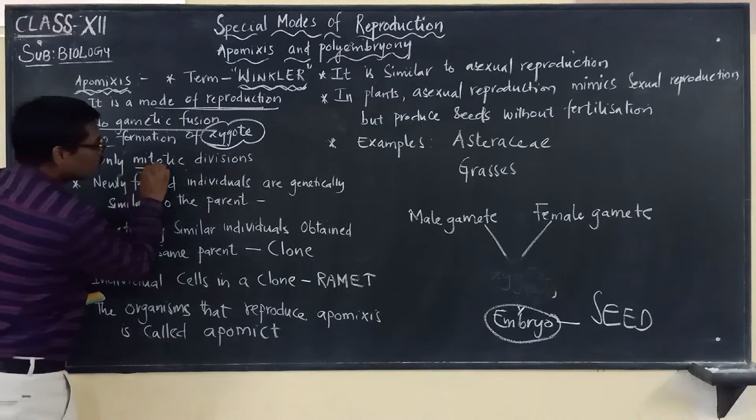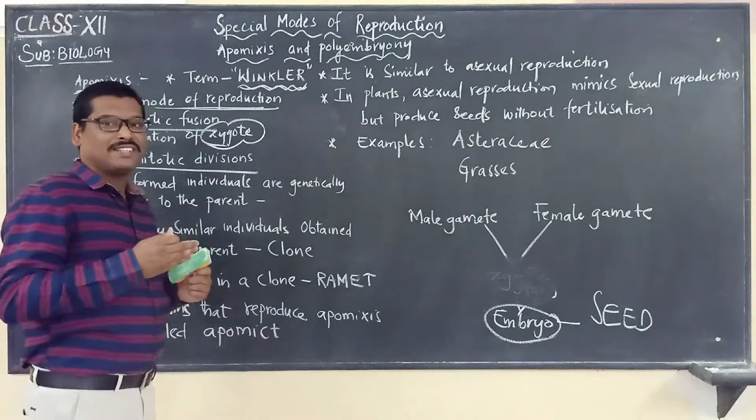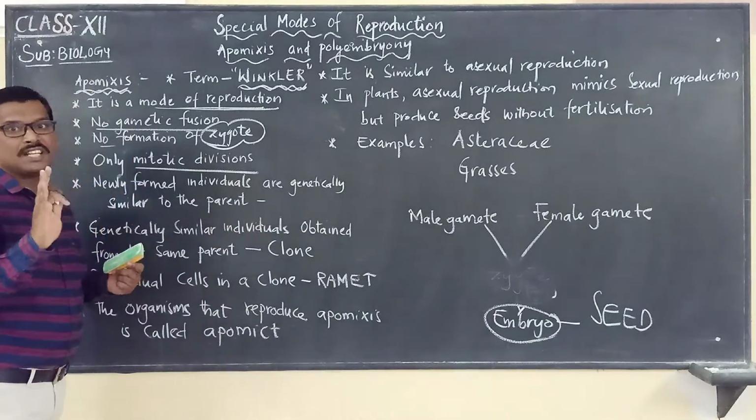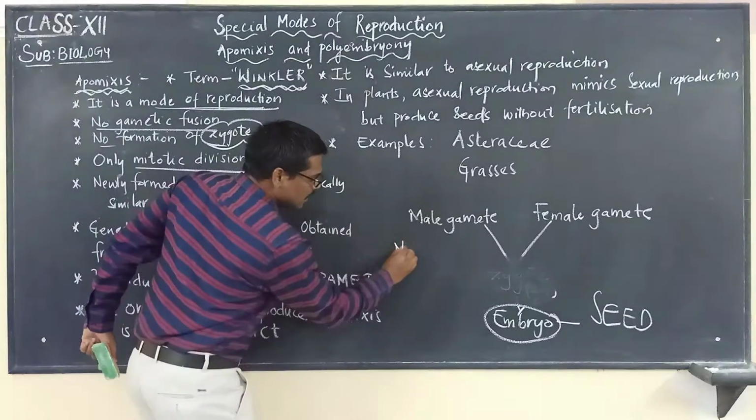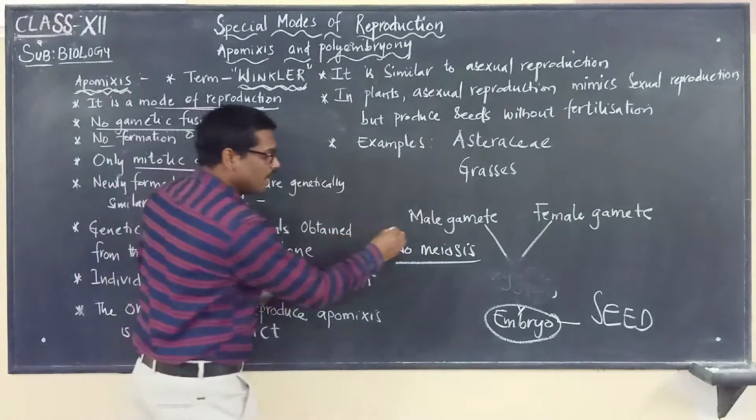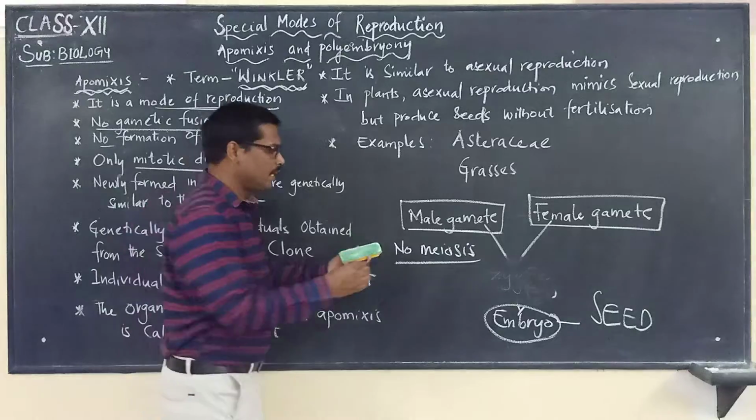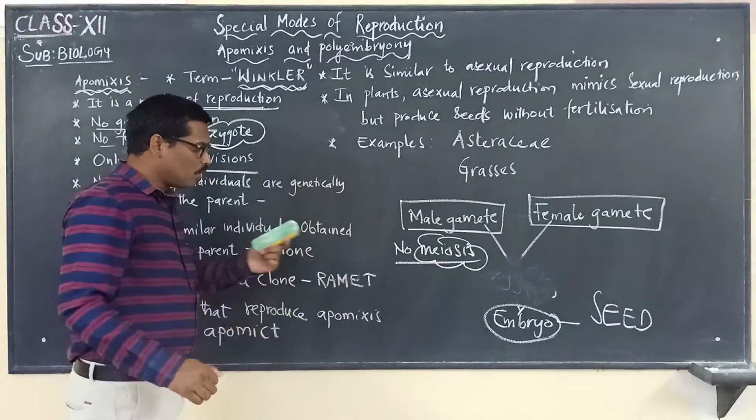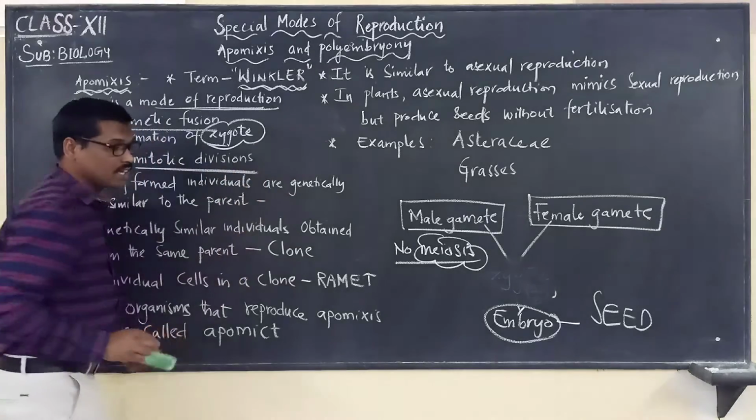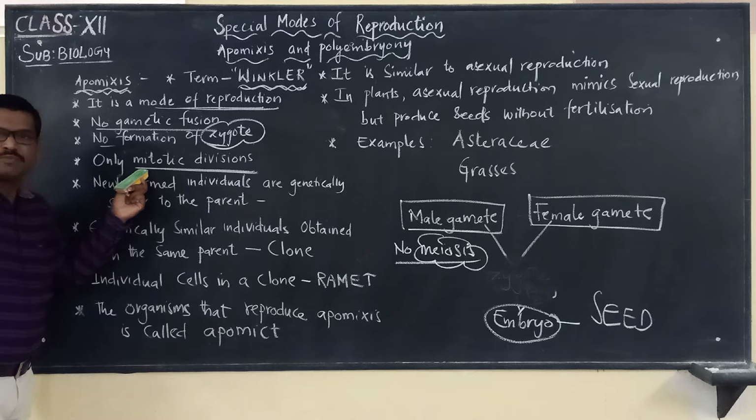In this process, only mitotic divisions are involved, which means the same number of chromosomes is always maintained, and there is no reductional division. In simple terms, no meiosis takes place. For the formation of the male and female gametes, meiosis compulsorily occurs, which halves the number of chromosomes. But in apomixis, only mitotic divisions take place and no meiosis, so the same number of chromosomes is carried.